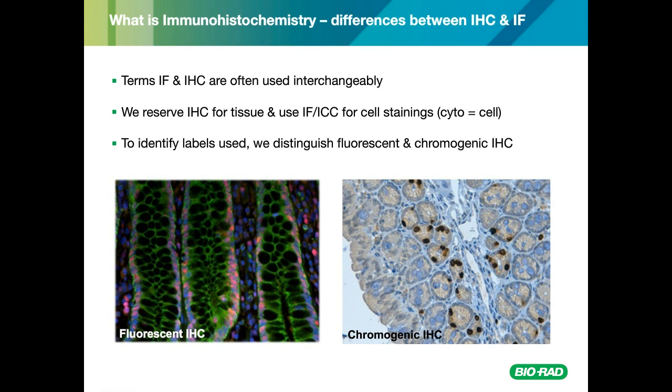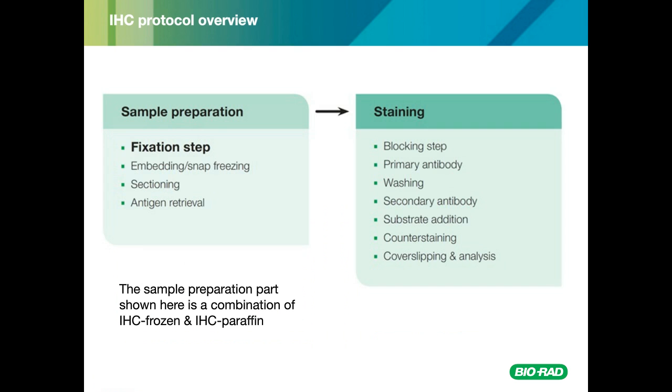IHC protocols can be separated into two main parts: sample preparation and staining. Sample preparation can be further divided into 4 steps: fixation, embedding or snap freezing, depending on if you're performing IHC paraffin or IHC frozen, sectioning, and antigen retrieval. We will start by focusing on the first step, fixation.